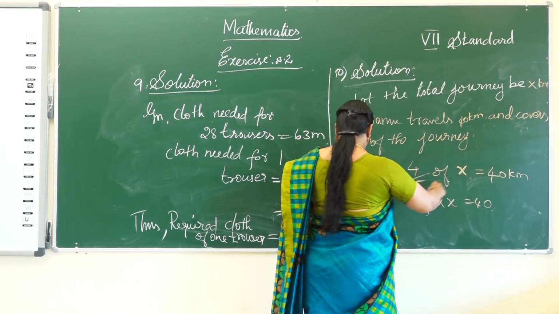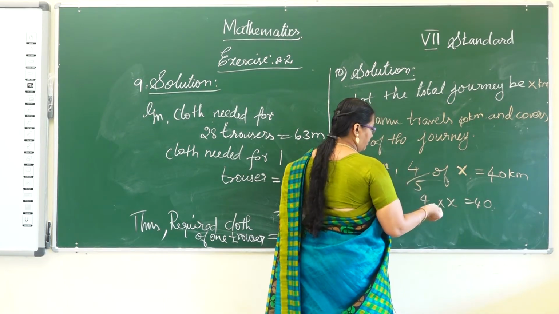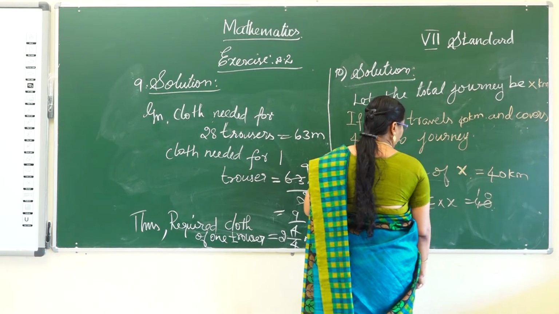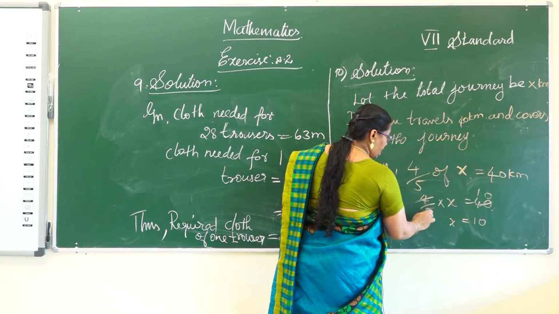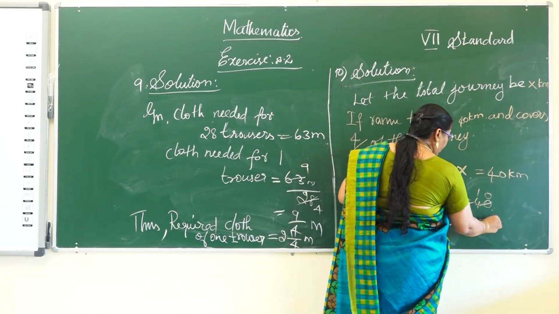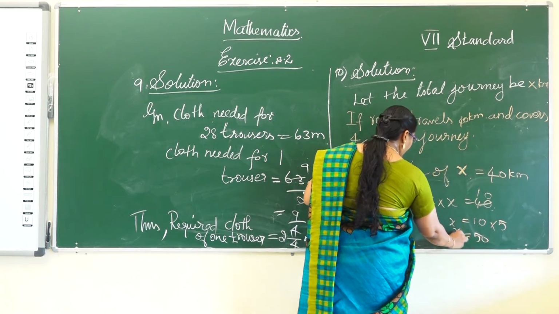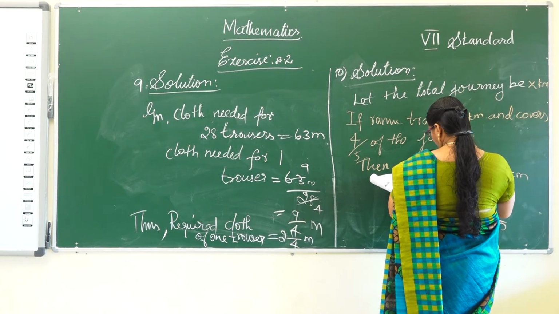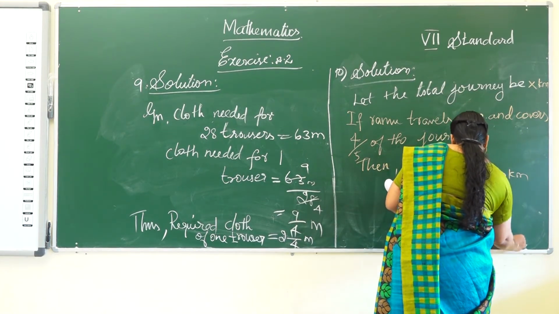Okay, you can directly cancel. The numerator will be cancelled in another method. 4 ones are 4. Okay, and then 5 is equal to 10. The denominator moves into the numerator, so 50 kilometer. How many kilometers? The whole journey total is 50 kilometer.